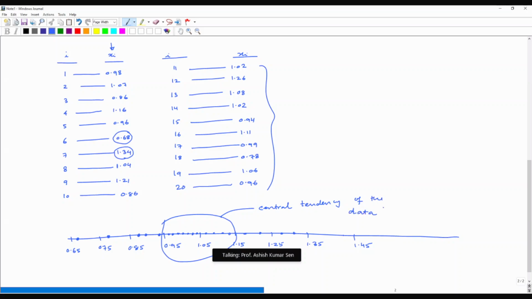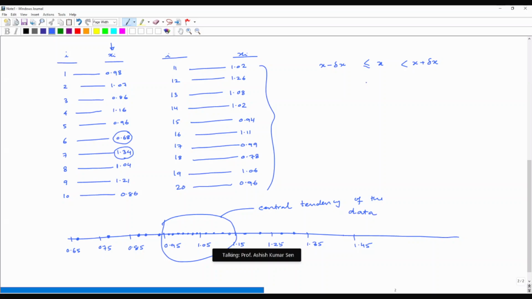So this clustering of the data around the mean value is known as the central tendency of the data. Now, instead of placing these individual data points on this scale, if we take intervals, we say that my interval is x minus delta x less than or equal to x less than x plus delta x.